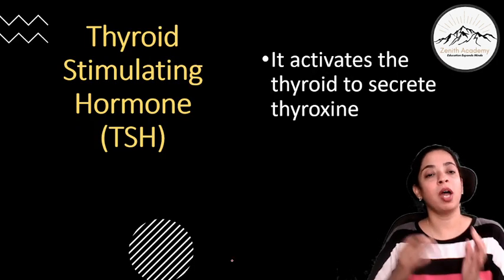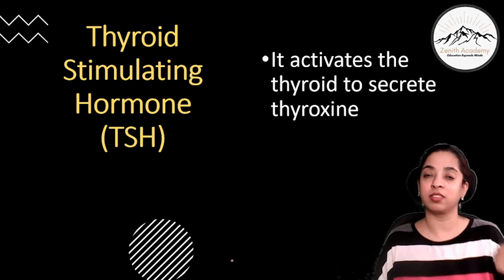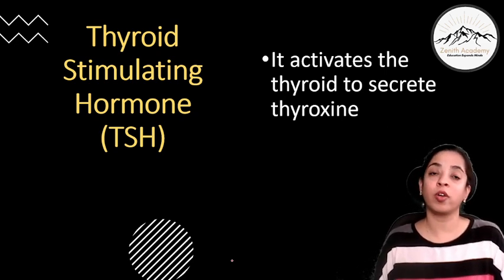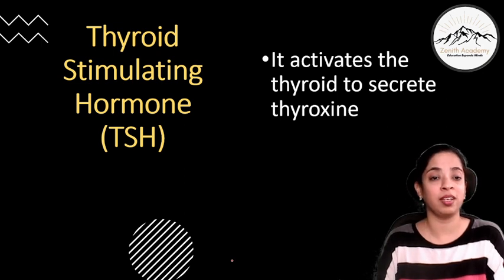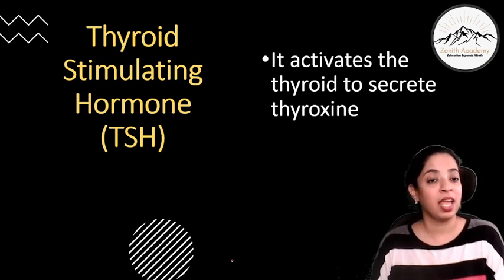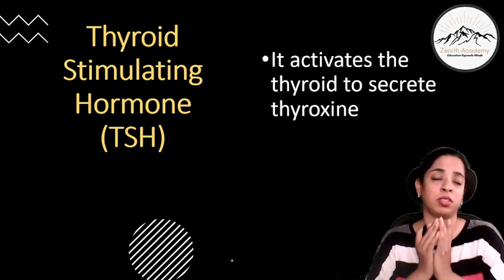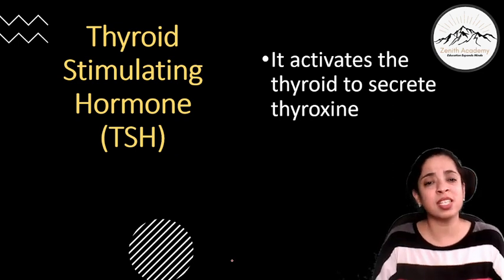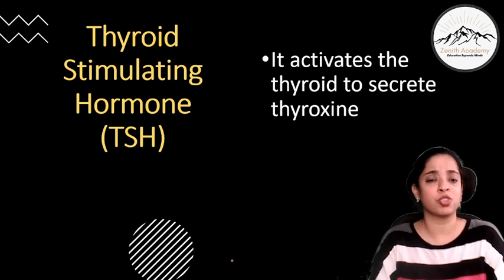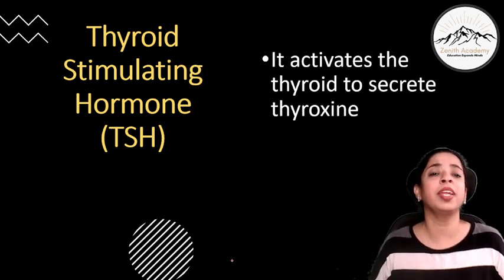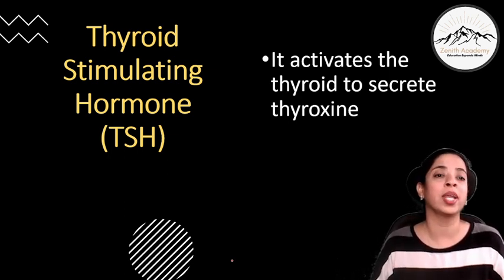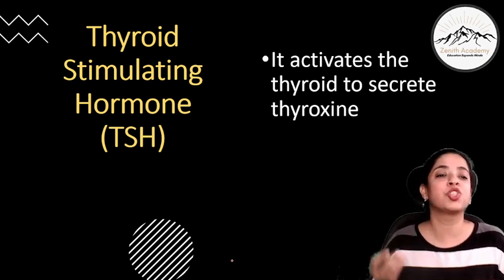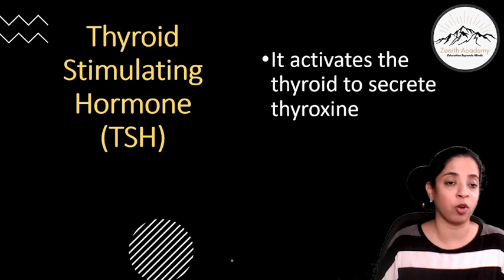Now let's go to the next hormone. We have studied growth hormone. Now, thyroid stimulating hormone. We have already studied the thyroid hormone in the thyroid gland in detail, and we know the thyroid gland releases thyroxine. So what does our pituitary gland have to do with it? The pituitary gland releases a hormone known as thyroid stimulating hormone. So it stimulates the thyroid gland.